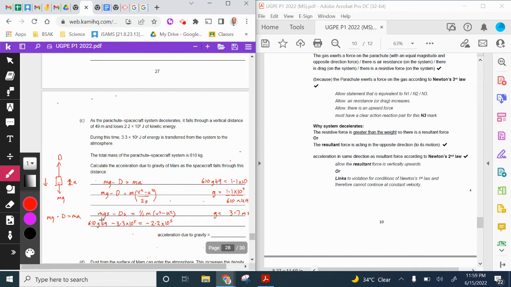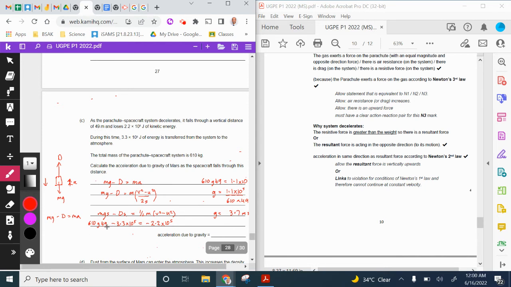So this is the GPE, and this is the work done against the atmosphere, i.e. the thermal energy loss, worked against friction, sometimes we say drag, and this is the change or loss in kinetic energy. So we have the mass, which is 610. We're trying to find g, which we leave. 49 is the vertical distance that the spacecraft has lost.